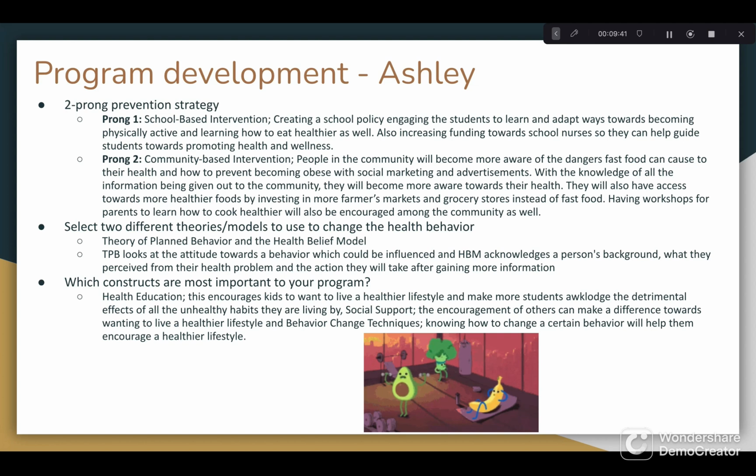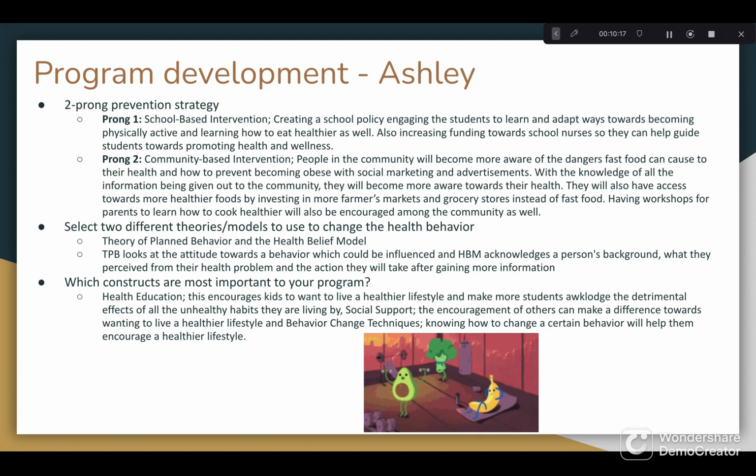So now, the two different theories and models that I thought would help change this health behavior are the theory of planned behavior and the health belief model. Theory of planned behavior mainly looks at the attitudes within a person, which demonstrates how they could be influenced to change their behavior. And the health belief model acknowledges a person's background and how much they know of a certain issue, and knowing that, they gain more information, which will help change their action.